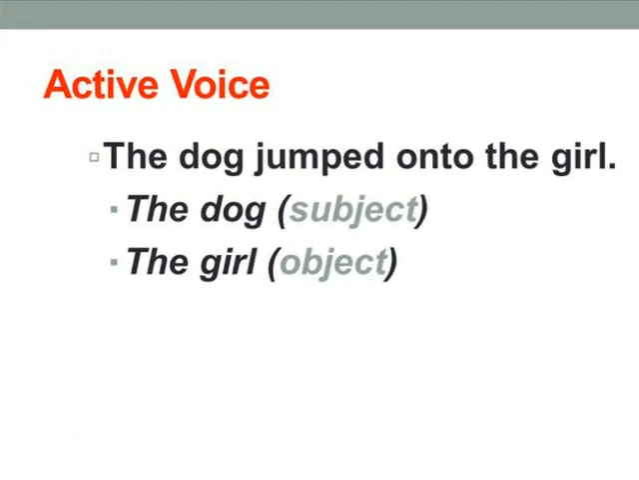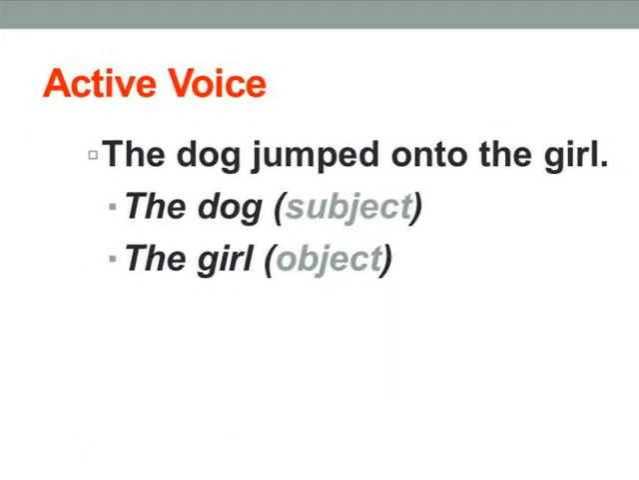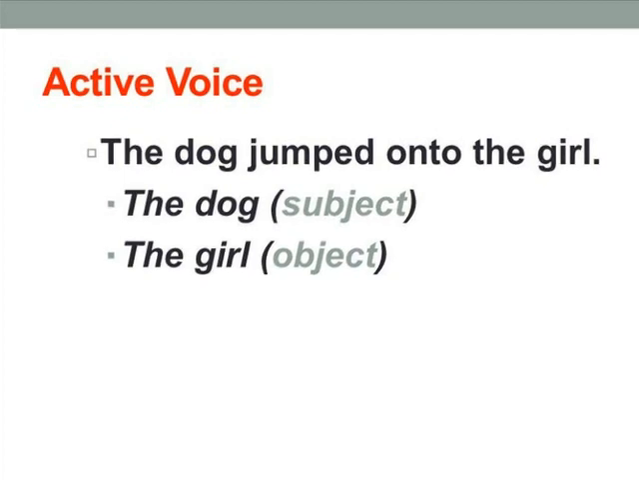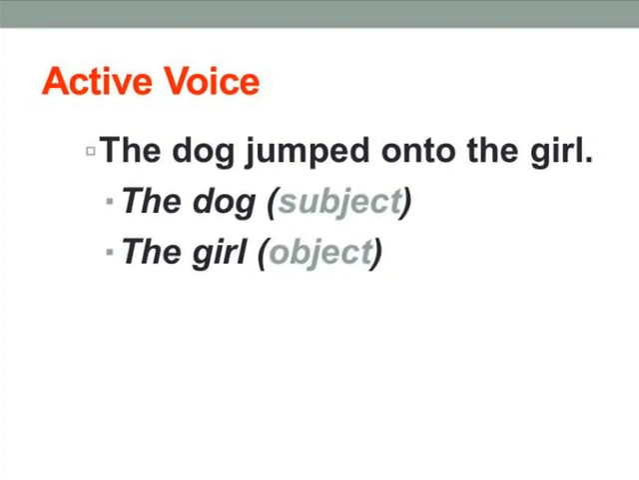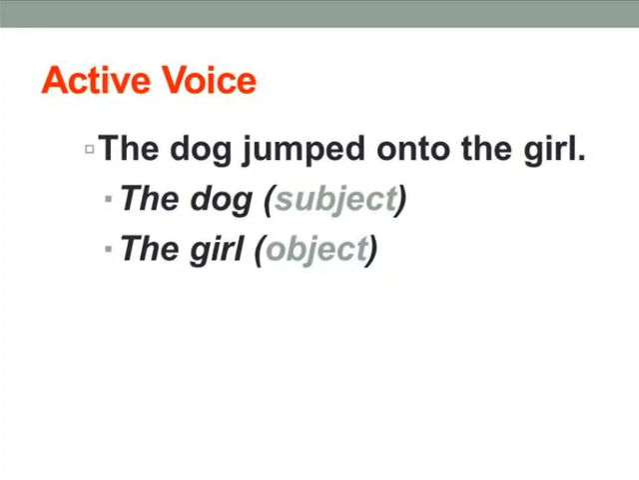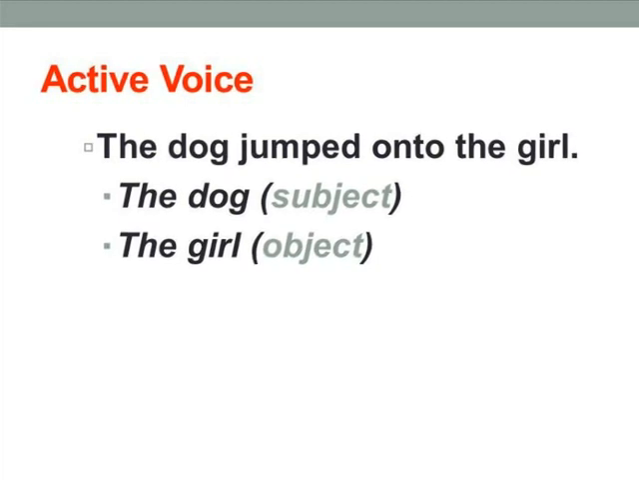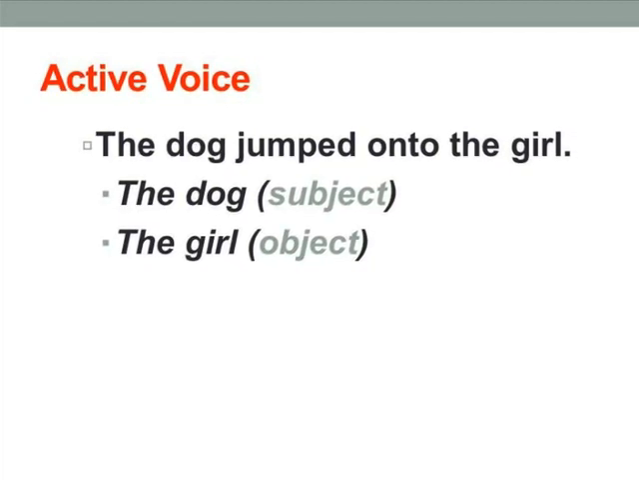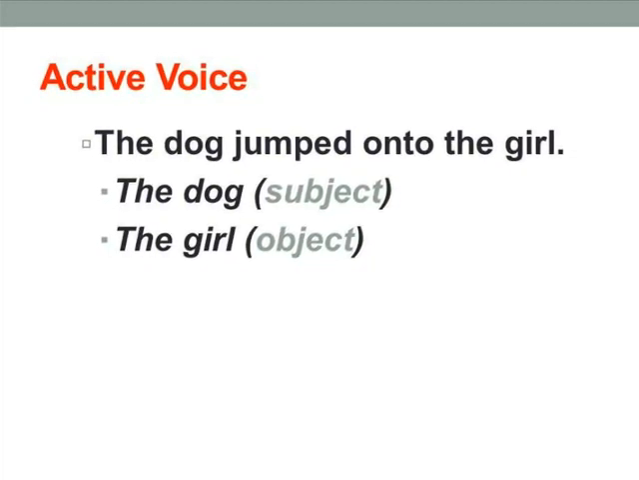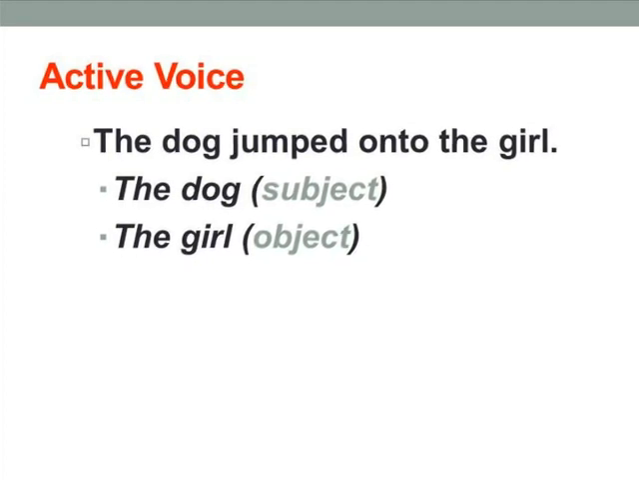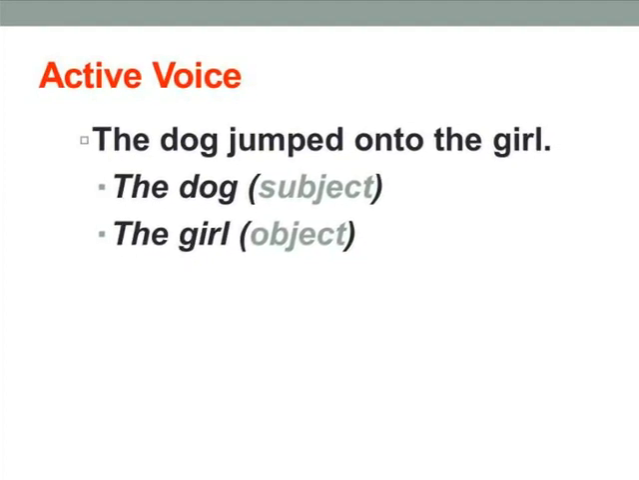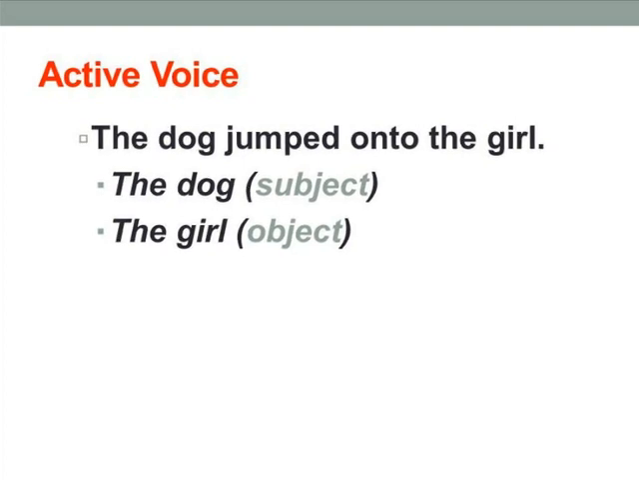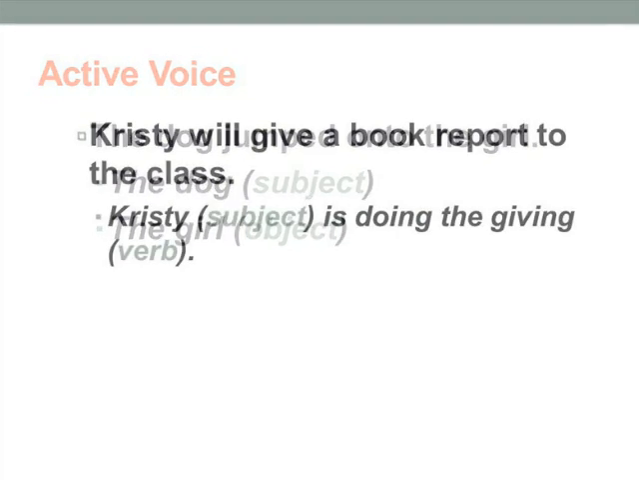In the sentence, "The dog jumps on the girl," the dog is our subject of the sentence. It's the one doing the action. It's jumping, whereas the girl is the object. It would seem pretty silly if the girl jumped on the dog. So we say that this is in the active voice because the subject of the sentence, the dog, is the one completing the action, jump.